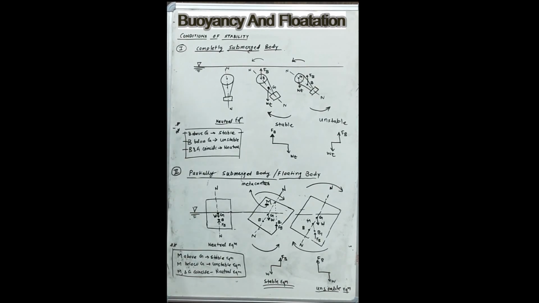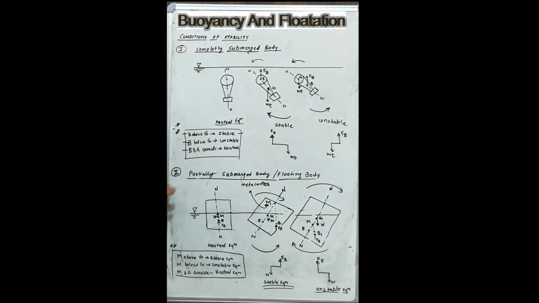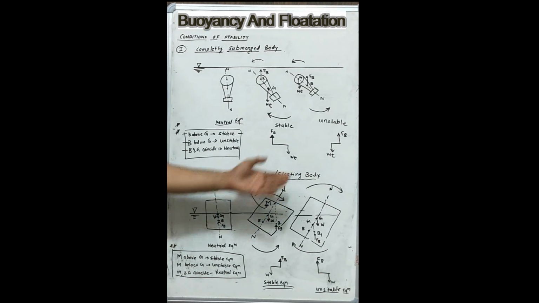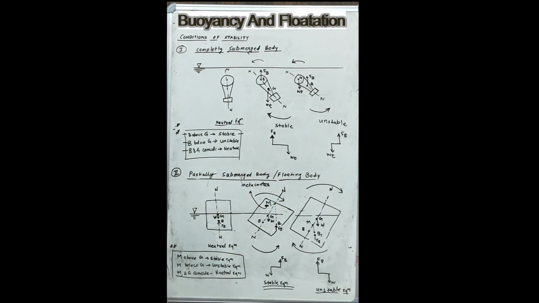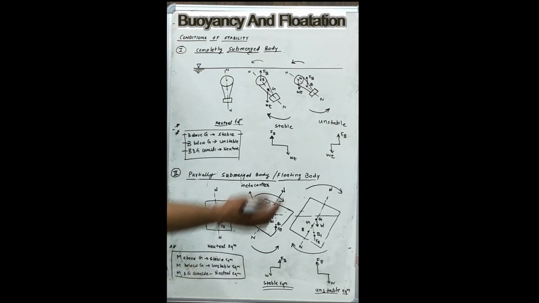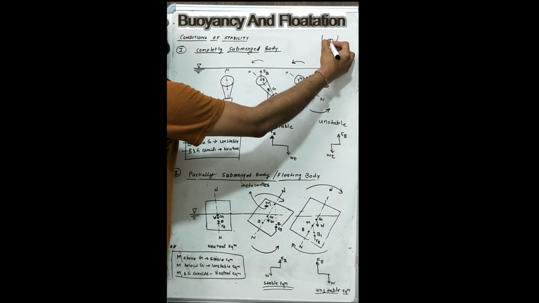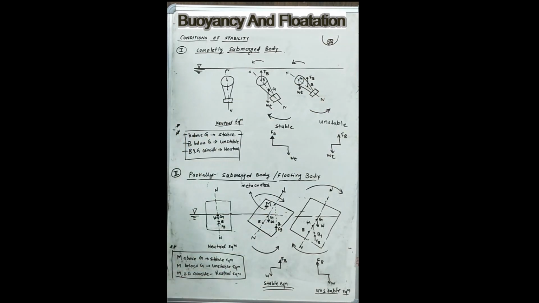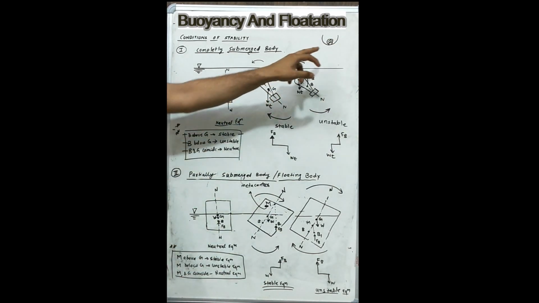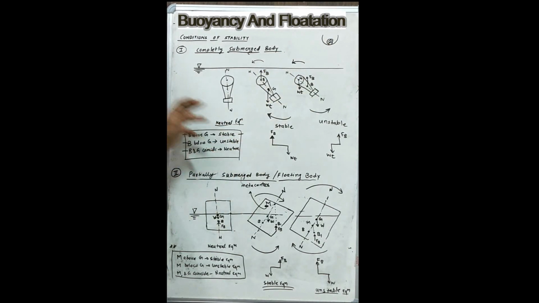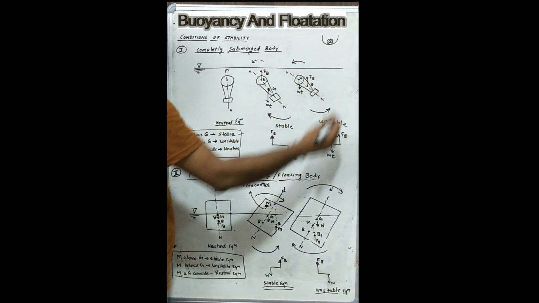So let us begin with the stability conditions of the completely submerged body as well as the partially submerged body, which is also called a floating body. For a completely submerged body, what are the conditions of stability? To understand stability, let us use the ball and bowl case. Let us consider a ball kept inside the bowl. It is the most stable condition of this ball.